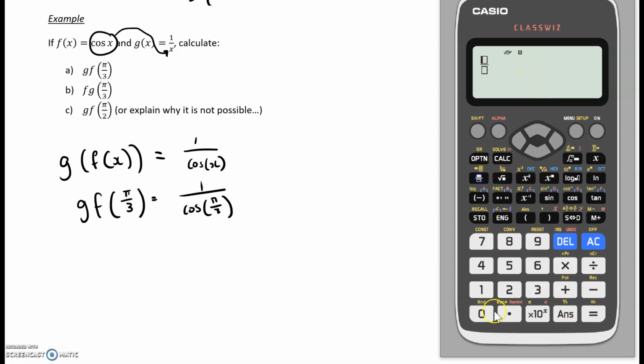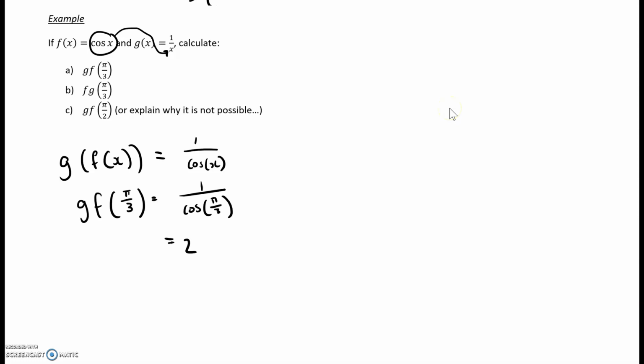Okay, so now what we're doing here, we're going to have 1 over cos of pi on 3. Okay, I can evaluate that and I get 2 as my answer. So equals 2. Okay, so that's A.